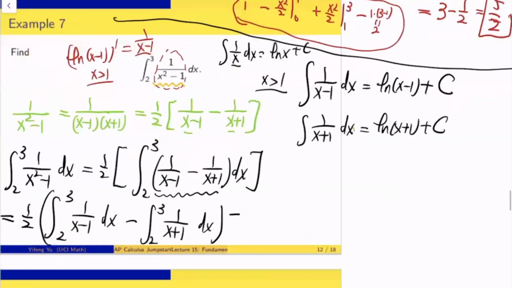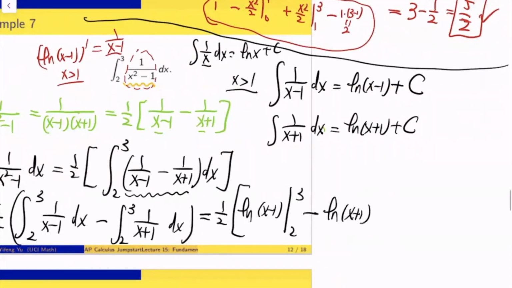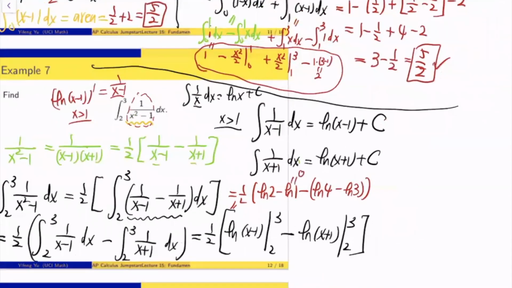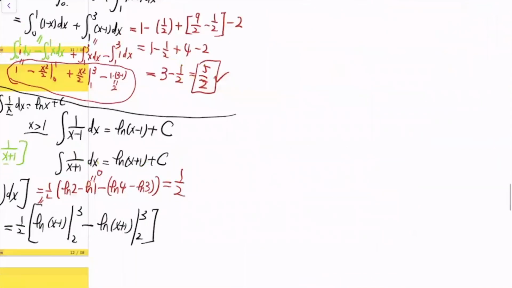So from here, you get 1/2 times log of x minus 1 evaluated at the endpoints, minus log of x plus 1 evaluated at the endpoints. Then you see what we get: 1/2 times log 2 minus log 1, minus log 4 minus log 3. Log 1 is just equal to 0. If we combine all of them together, we get 1/2 times log 2 plus log 3 minus log 4.